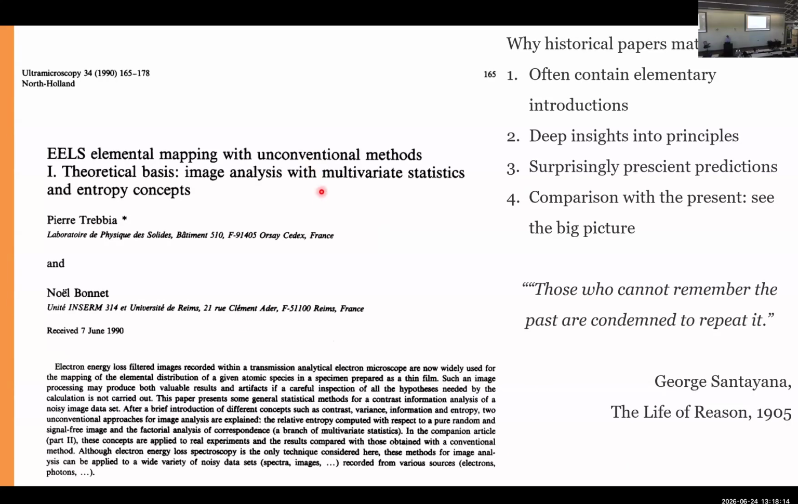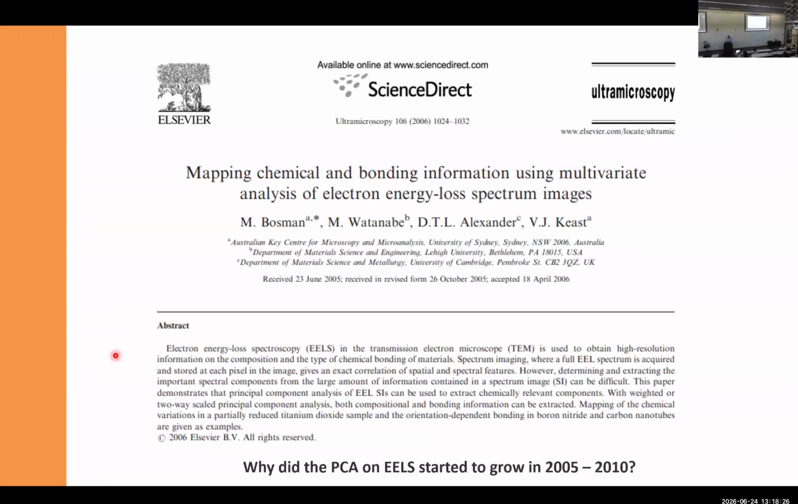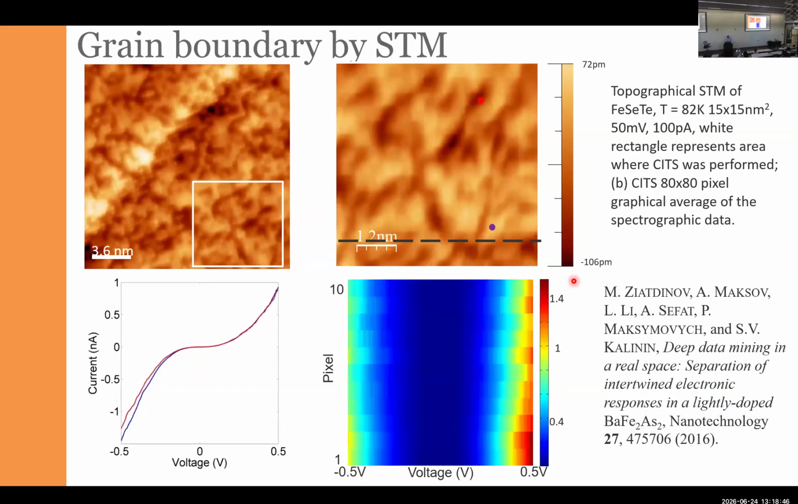In electron microscopy, this method was first introduced by Noel Barnett around 1990. So Gert probably met him. But it really started to take off only after 2006, so basically 20 years ago. You may ask the question, why? The answer is very simple: in 1990, we did not have the computers that allowed us to do it, and by 2006, we already had.